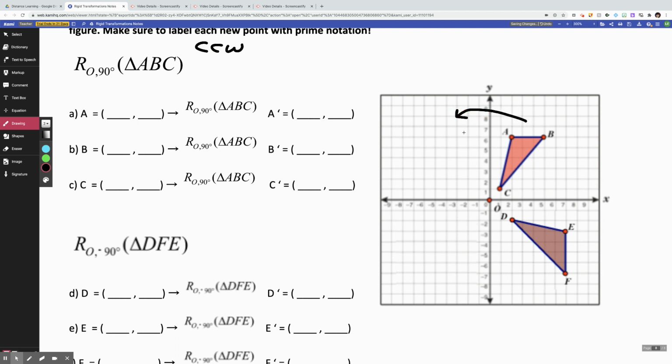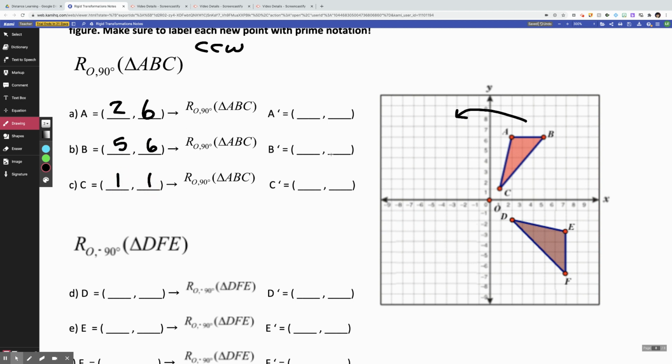Okay, so first things first is I need to figure out what my original coordinate points are. So point A is 2, 6. It looks like the number is underneath the line. So this is 2, 6. Okay, B is, let's see, 1, 2, 3, 4, 5, 6. And then C is the point 1, 1.